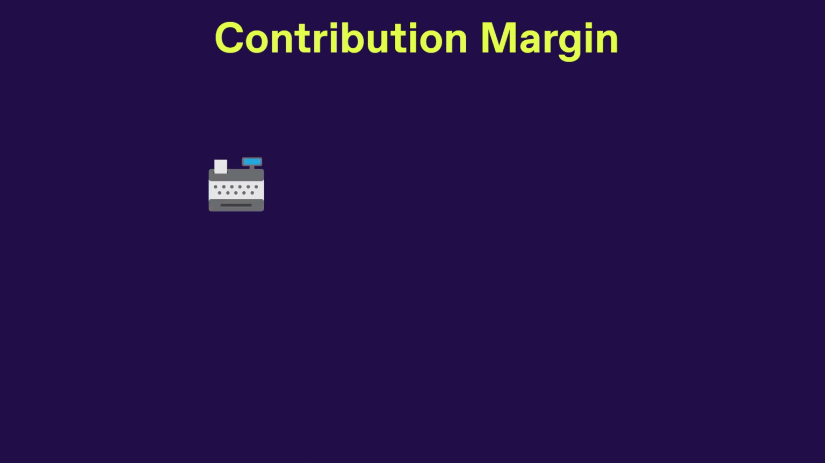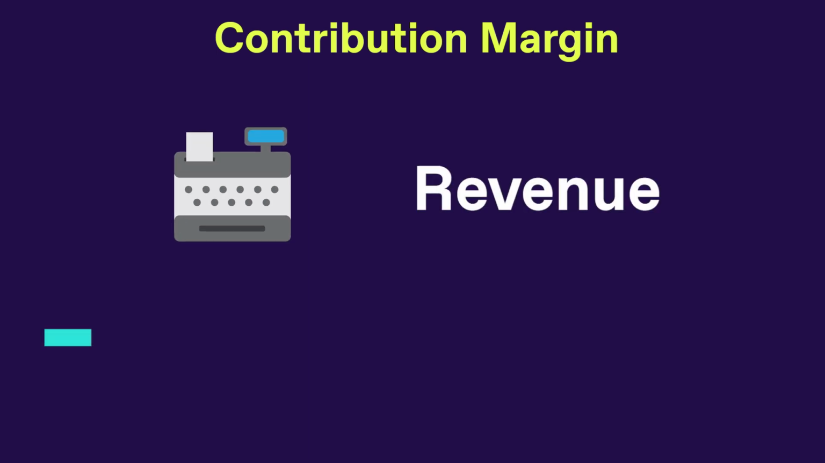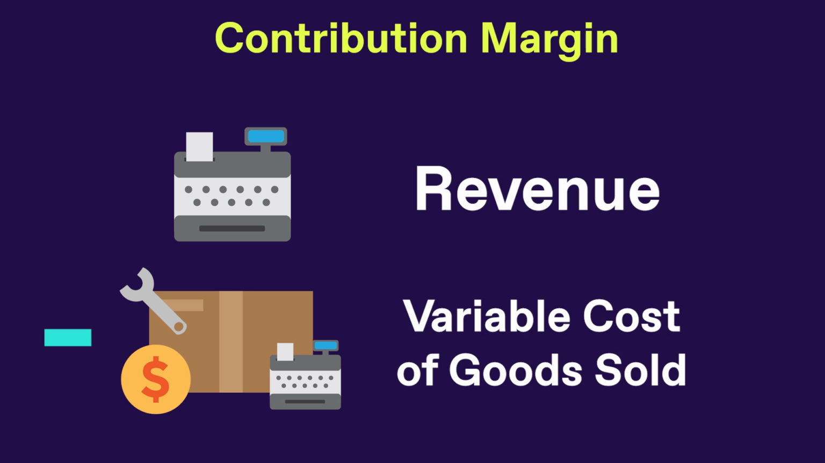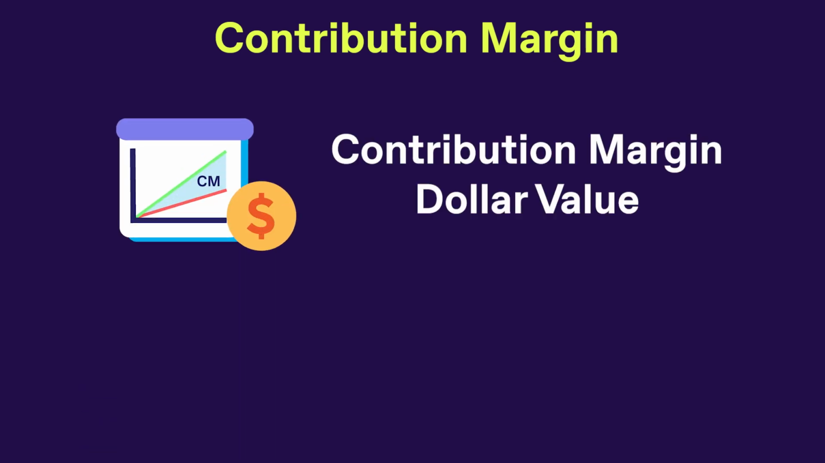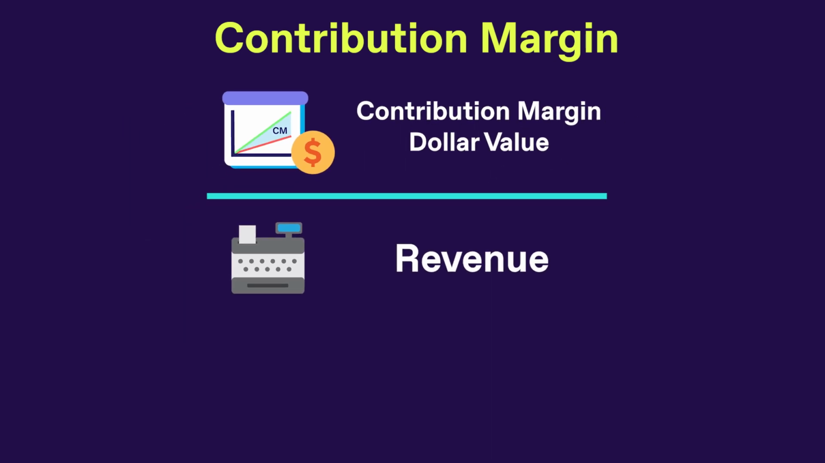Contribution margin is your revenue minus your variable cost of goods sold. This equals your contribution margin. Your contribution margin percentage is your contribution margin dollar value divided by your revenue.